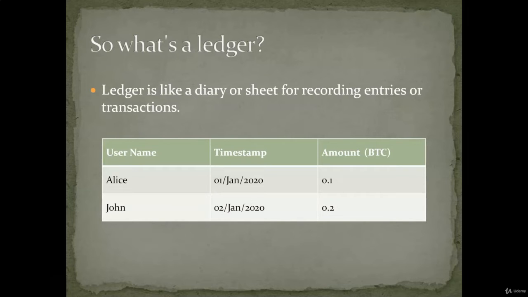We have the name of the user, Alice, then the timestamp, when the transaction was sent, and the amount. And the same goes for John. So our ledger will be something like this.